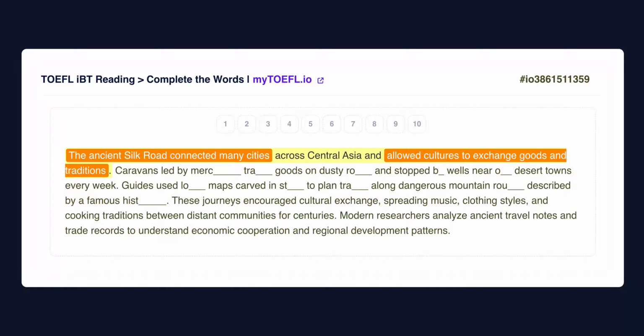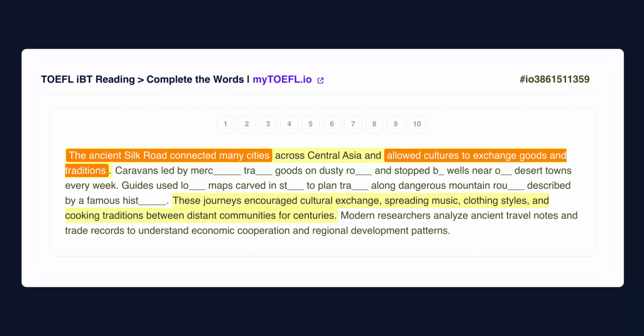Now, let's read the fourth sentence. This one is also complete and provides more detail about the result of the travel mentioned earlier. Pay attention to the specific examples given here, as they expand on the main idea. These journeys encouraged cultural exchange, spreading music, clothing styles, and cooking traditions between distant communities for centuries.